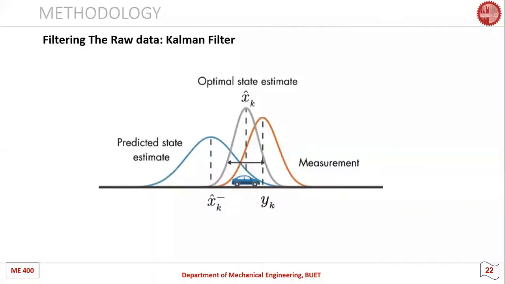The other filter that we have used is the Kalman filter. The Kalman filter uses a predicted state estimate from the mathematical model of the system and the measurement from the sensor to find the optimal state estimate of the system.